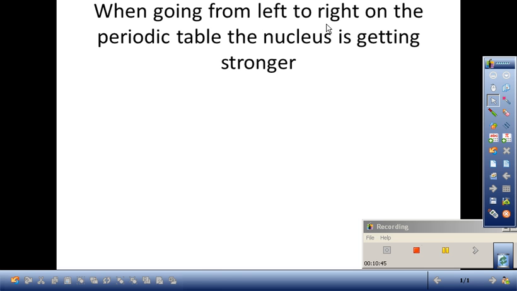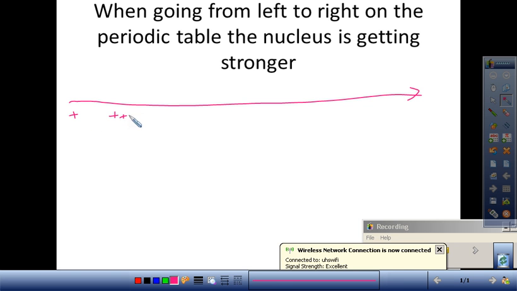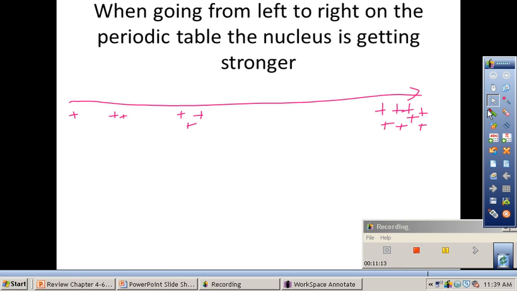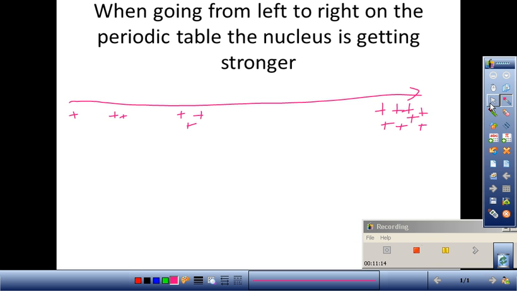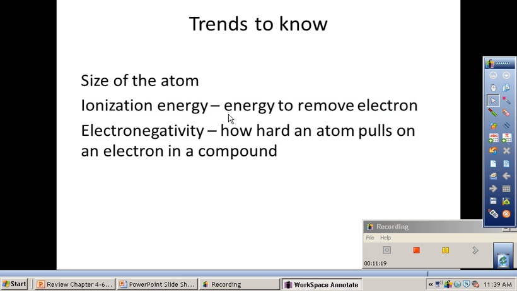Now, when we go from left to right, what's important? Well, as I go across, I'm in the same period, so my shells stay the same, but I'm adding protons. And so my strength of the nucleus is getting stronger. Okay, so weak to strong. And that's my important trend as I go across. Those are the two causes. Now let's look at the effect. There's 3 trends you need to know, and these two are exactly the same. So in essence, there's only 2 trends.